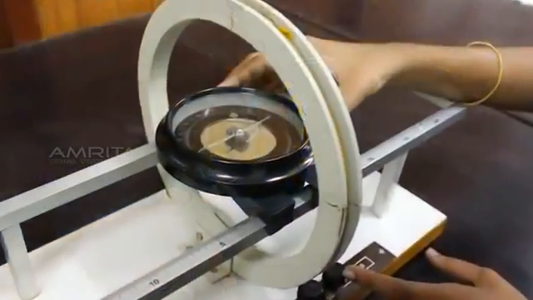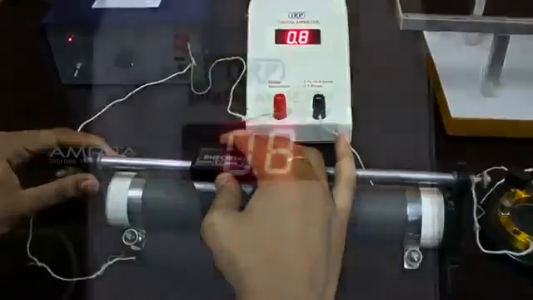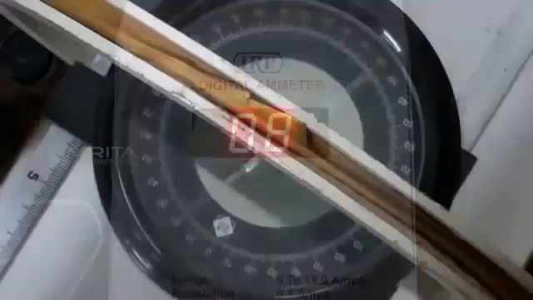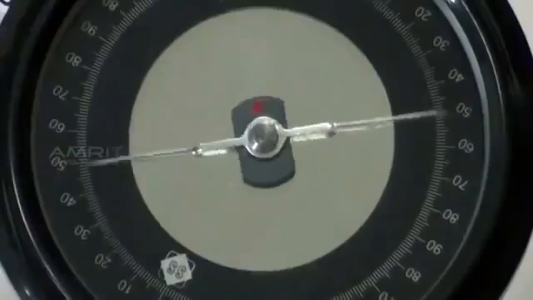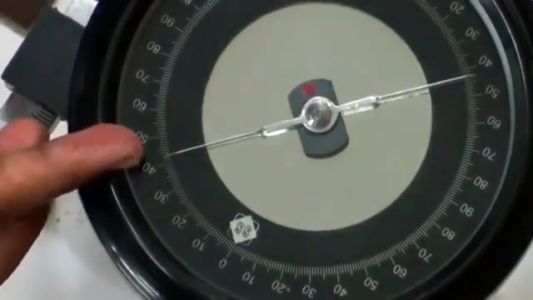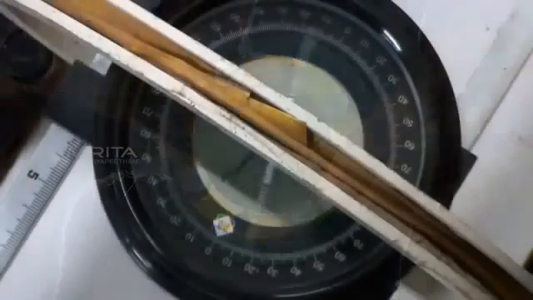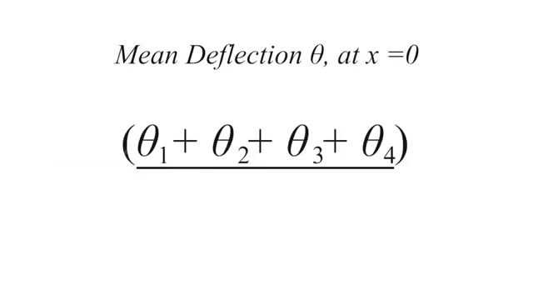Place the compass box at the center of the coil. Using the rheostat, adjust the current such that the deflection of the aluminum pointer is between 30 degrees and 60 degrees. Note the reading at both the ends of the pointer. Reverse the direction of the current using the commutator and again note the deflection. Then calculate the mean deflection theta at x equals 0.